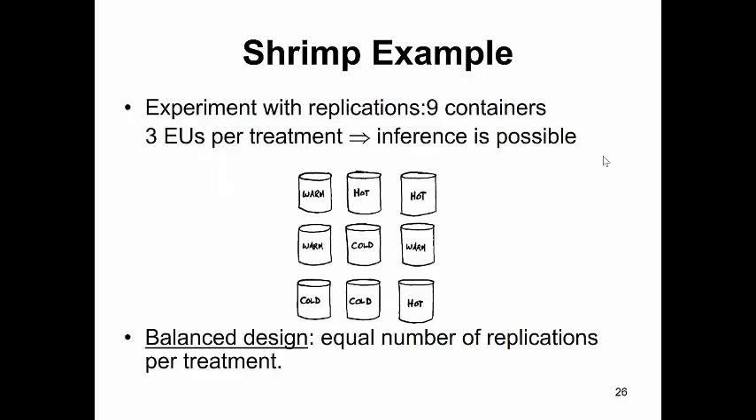So here's the shrimp example again. This is with replication. We have 9 containers and 3 EUs per treatment, so here inference is possible. You'll notice that if you start counting your replicates, you see warm water 1, 2, 3 times, cold water 3 times, and hot water 3 times. So this is an equal number of replications per treatment. That's what we had just talked about, the idea that we have a balanced design, and we'll focus more on balanced designs.